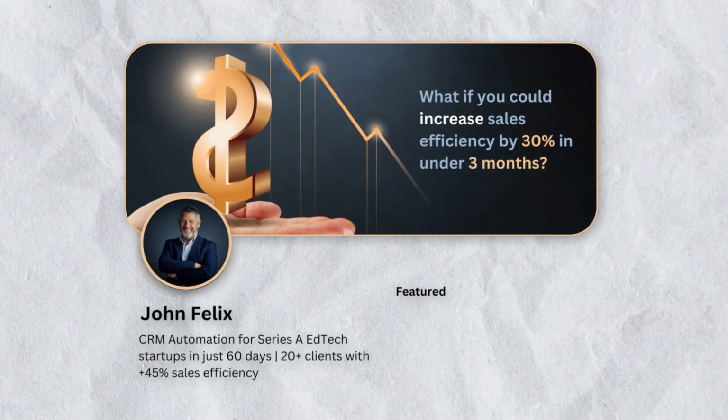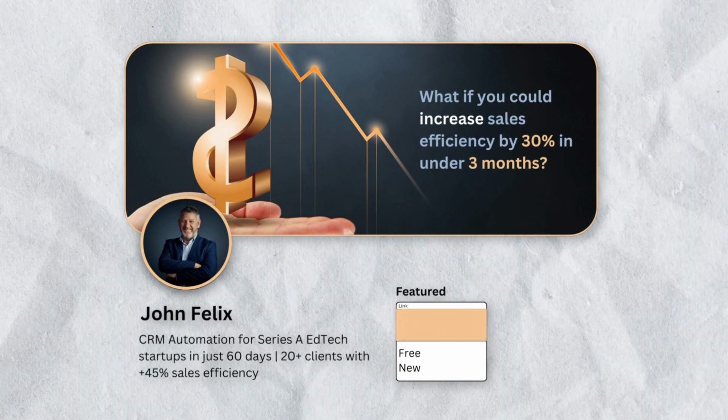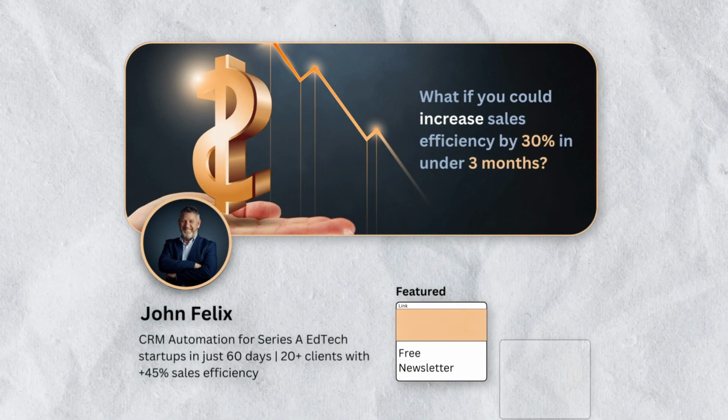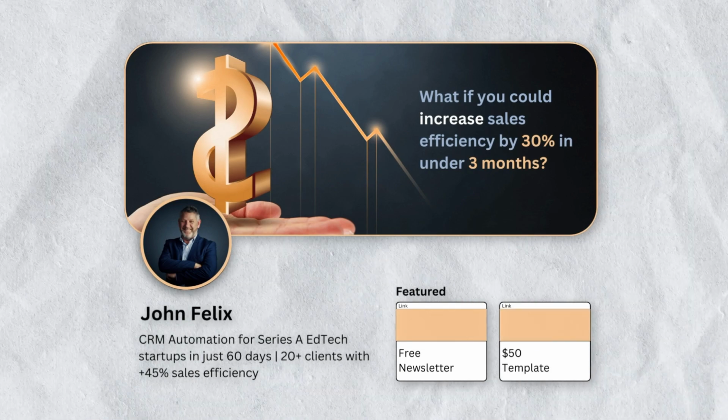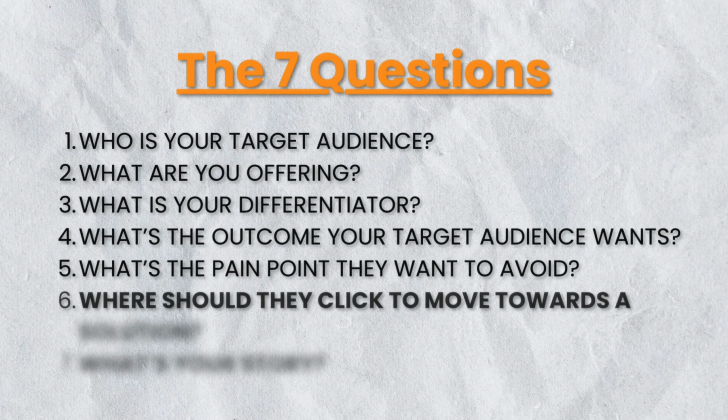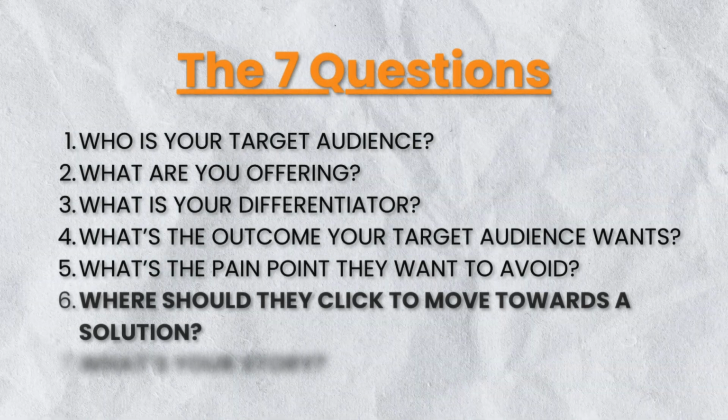Now, I don't recommend you add all of these links. What I recommend is to choose between 1 to 3 main offers that you want to highlight on your profile. You might consider adding something that is free, like a newsletter, or a cheaper product, like a $50 template, or you can also add your main services that are a bit more on the higher end. And of course, if you just answer this question, you will have the answer to your featured section. Where should they click to move towards my solution?